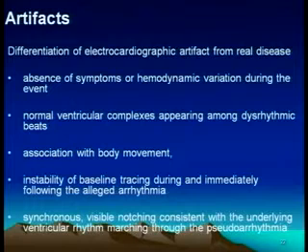So there are certain points I would like to tell in differentiating artifacts from real disease on the ECG. First, absence of symptoms or hemodynamic variation during the event: the person is not having any complaints, no palpitation, no chest discomfort, no breathlessness, his blood pressure is well maintained, so he is unlikely to have a real or pathological problem. Second, a normal ventricular complex appears during the dysrhythmic beats. You have to see whether a normal complex appears in between, then of course it is more likely a normal variant. Then association with body movement: you need to see what the patient is doing at that time. Then instability of baseline tracing during and immediately following the alleged arrhythmia. Again, that will give a clue. And synchronous visible notching consistent with the underlying ventricular rhythm which is marching through the pseudo-arrhythmia. Those are what we call pseudo-arrhythmias, which are not actual arrhythmias.